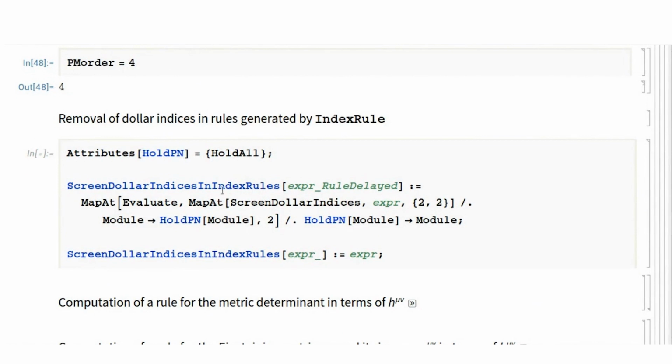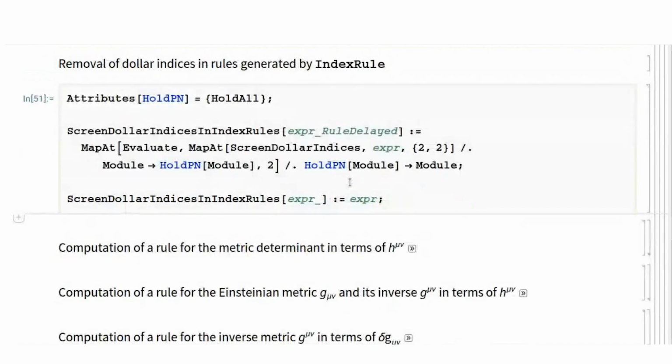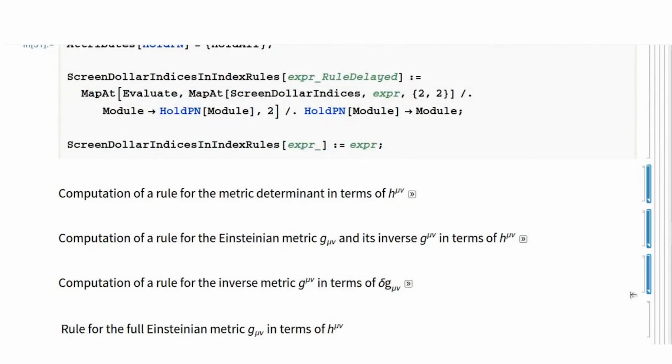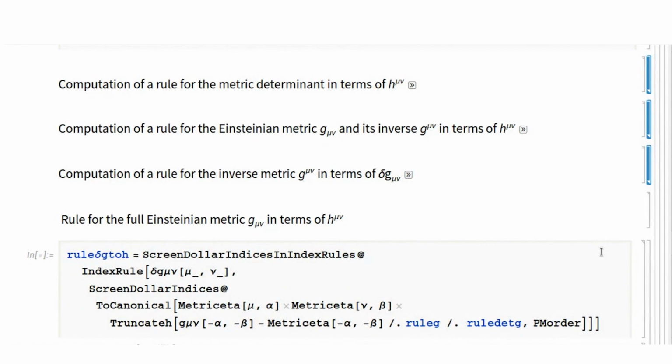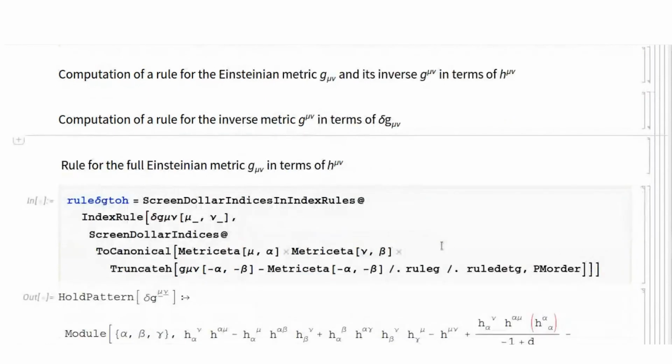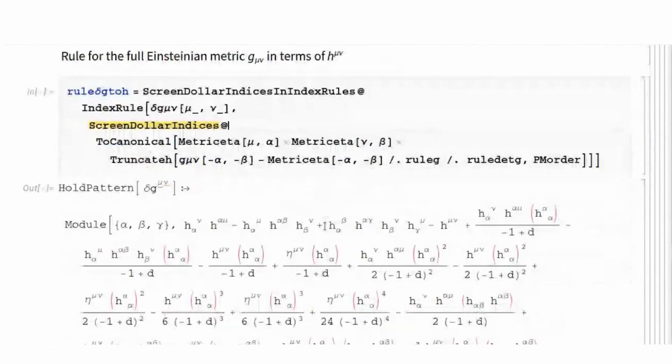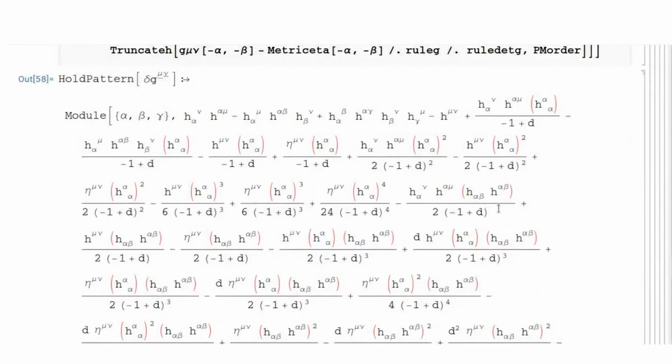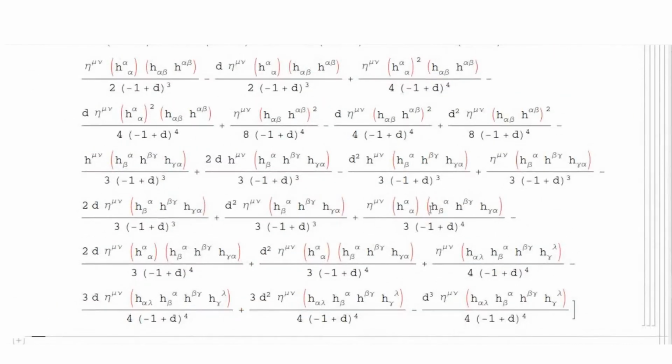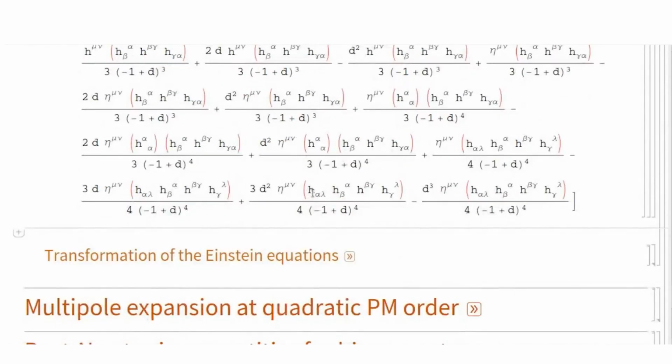And here, something quite important: it helps a lot in long calculations to eliminate dollar indices that appear explicitly in the index rules that are generated automatically. So I will have this command to do that. I have then the relations between the quantities I am interested in and h mu nu. For instance, here I show the relation between the metric perturbation and h mu nu, just to show how it looks. It depends on the space dimension d, of course.